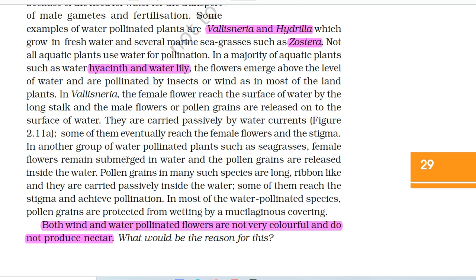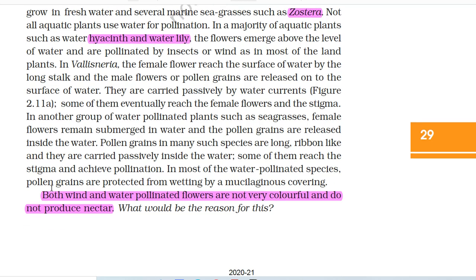In another group of water-pollinated plants, such as sea grasses, female flowers remain submerged in water and the pollen grains are released inside the water. Pollen grains in many such species are long, ribbon-like, and are carried passively inside the water. Some of them reach the stigma and achieve pollination. In most of the water-pollinated species, pollen grains are protected from wetting by a mucilaginous covering.